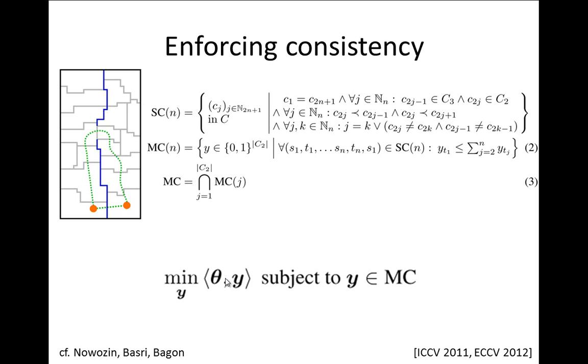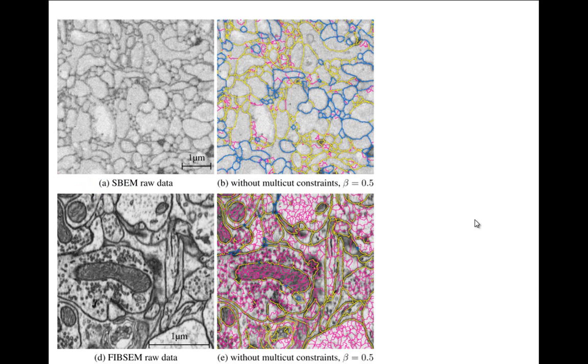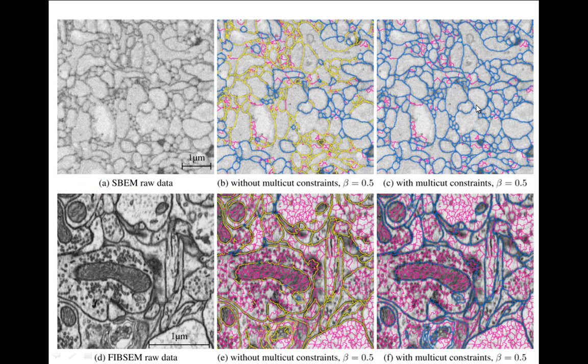And we want to minimize this inner product here, subject to my indicator vector lying in this multicut polytope. So this is an integer linear program. The objective is linear in y. It's integer because I demand that all elements of y be 0 or 1. And then we have all these linear inequalities here, terribly many of them, which constitute the multicut polytope. Now you can use this, and this will give you consistent solutions like the one you see on top.